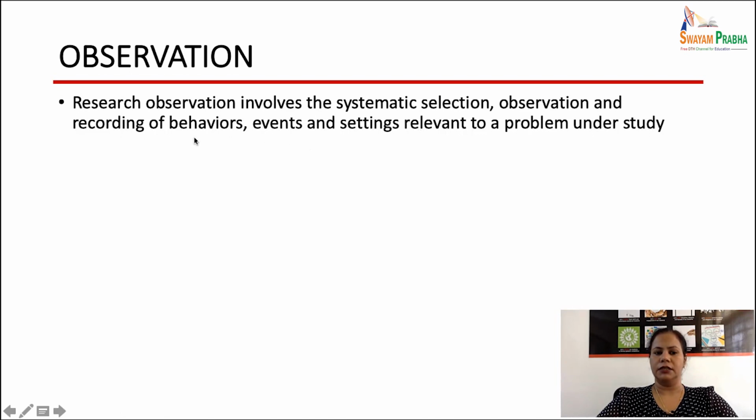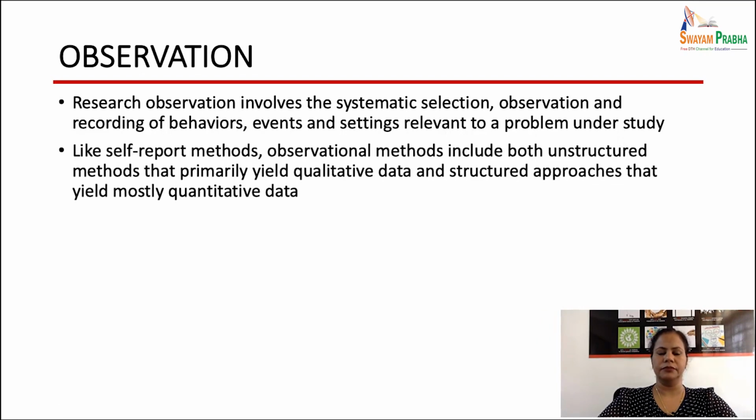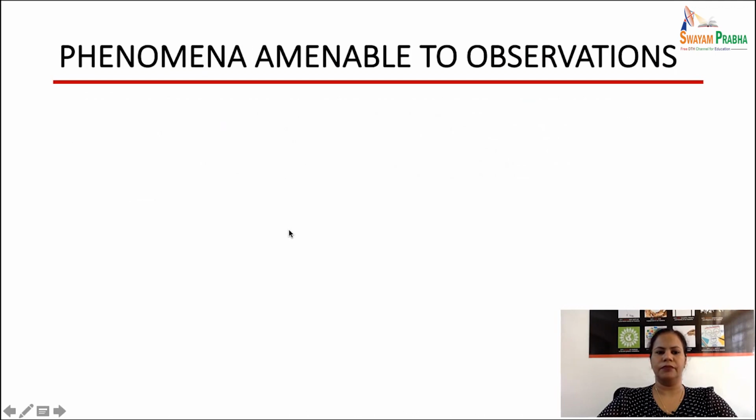Recording of the behaviors, events and settings relevant to a problem under study should be taken care of. Like self-report methods, observational methods include both structured and unstructured methods that primarily yield qualitative or quantitative data. Unstructured methods are used for qualitative data, and structured methods are used for quantitative data.